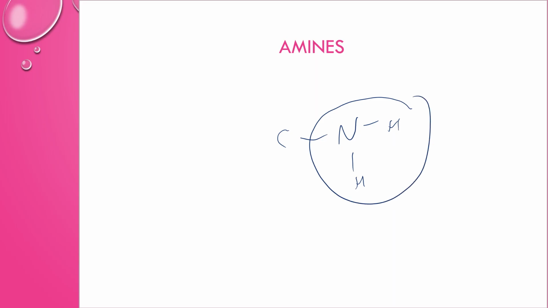Amines have nitrogen, so some kind of carbon with a nitrogen attached. The nitrogen could have hydrogens on it. They could have one hydrogen and some carbon group. It could have both of them be carbon groups. Doesn't matter, just as long as it's got that nitrogen on there, it's an amine. The whole compound would be considered an amine, and the functional group is an amino group.